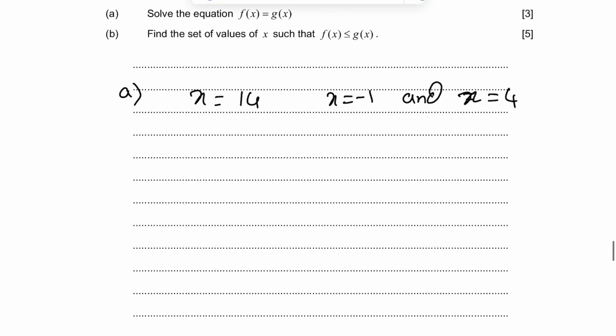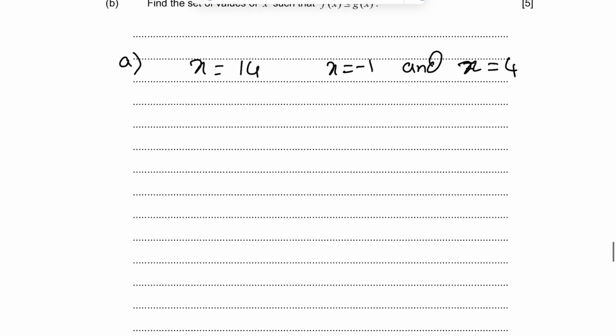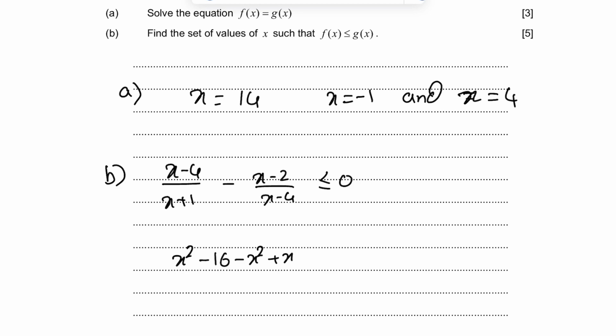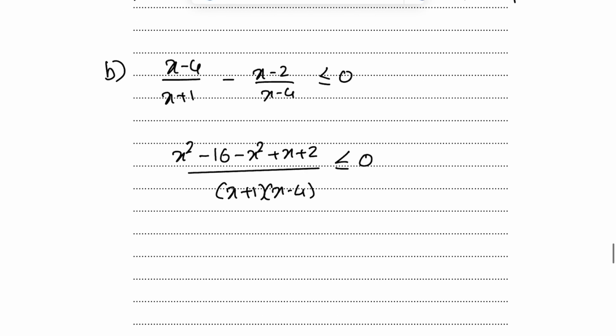Now if at all you want to do without GDC, then what am I going to do? F of x is less than or equals to g of x. So x plus 4 upon x plus 1 minus x minus 2 upon x minus 4 is less than or equals to 0. So what does that become? X square minus 16 minus x square plus x plus 2 divided by x plus 1 times x minus 4 is less than or equals to 0. So from there, what do I get out?